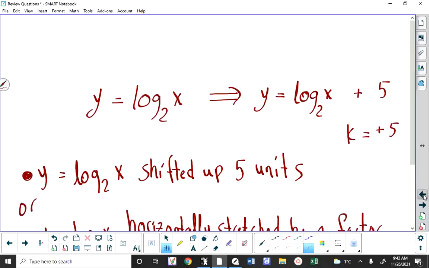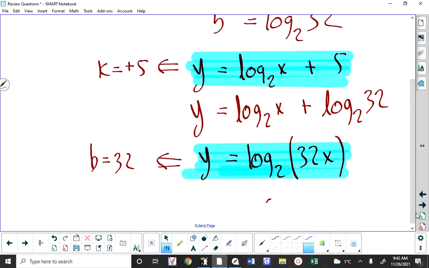It's very difficult for you to go from log base 2 of x plus 5 to log base 2 of 32x, but it's possible. You get that these two are the same? We've encountered this before in the very first unit, that you could have one series of transformations that produces an end result, and you can get that same end result by using a different series of transformations.